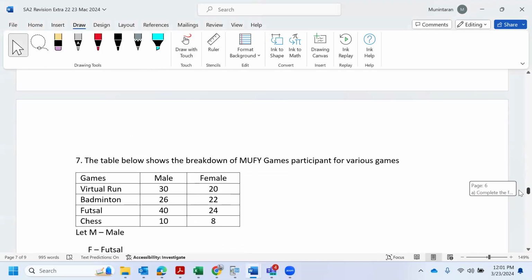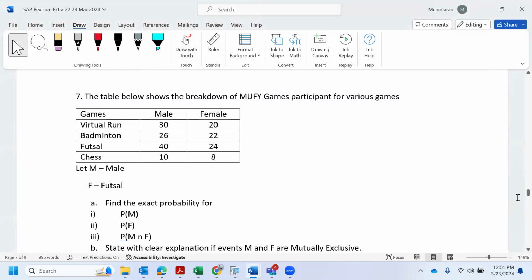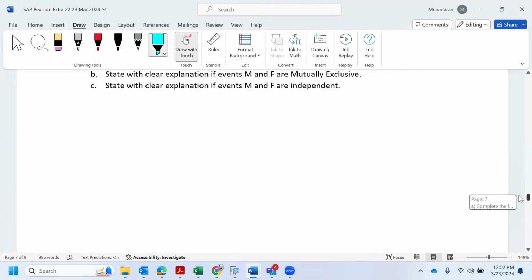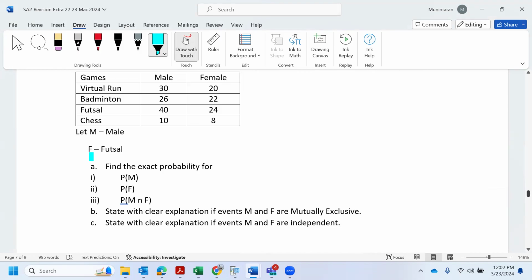This is similar to your question in the enthalpy session. In this case, we have again the MUFY game. That's a virtual run, badminton, futsal, chess, male, female. Okay, I don't know how many of you actually fall for the trap. M is male, F is not female, it is for futsal.